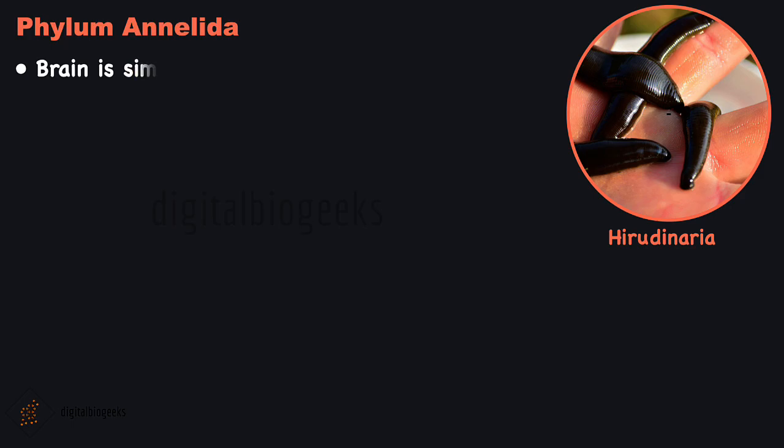The brain of most annelids is relatively simple in structure, with a nervous system that consists of paired ganglia connected to a dorsoventral nerve cord. These are the paired ganglia. They are connected to a dorsoventral nerve cord.